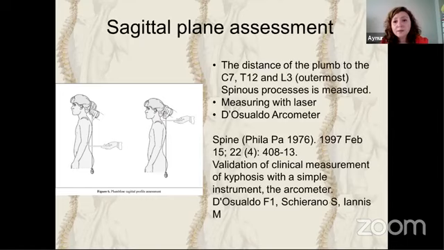The distance of the plumb line to the C7, T12, and L3 spinous processes is measured. You can measure with a laser or the Schulthess ergometer.